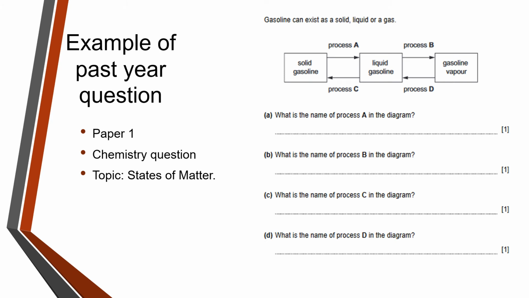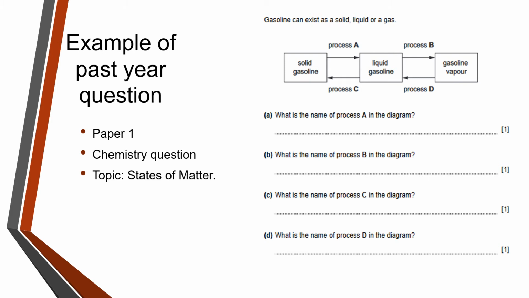Let's look at another question, a chemistry question also. A paper 1 question on the topic states of matter. Let's read the question together. Gasoline can exist as a solid, liquid, or gas. So you have solid gasoline in a box over here and an arrow saying process A pointing towards liquid gasoline. From liquid gasoline there is an arrow pointing out, process B, to gasoline vapor. And you have gasoline vapor going into liquid gasoline and liquid gasoline going into solid gasoline.